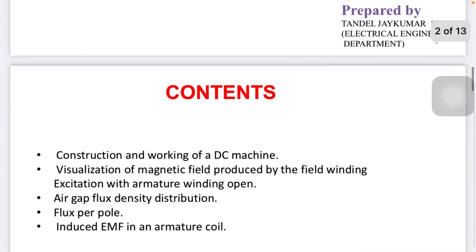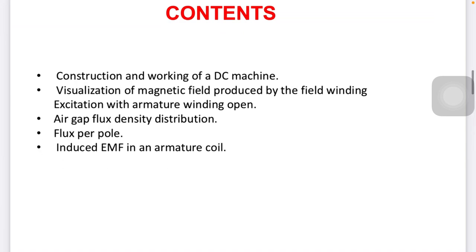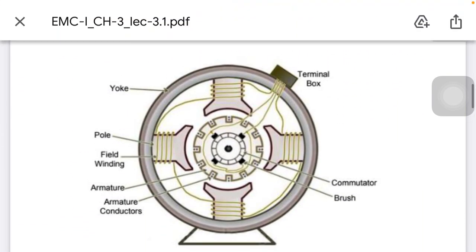Today we are going to learn about the basics of electric machines: the principle, the construction, some visualizations of the magnetic field, air gap flux density, flux per pole, and the induced EMF in the armature coil. So today is the beginning of chapter number 3. Let's start with the construction.